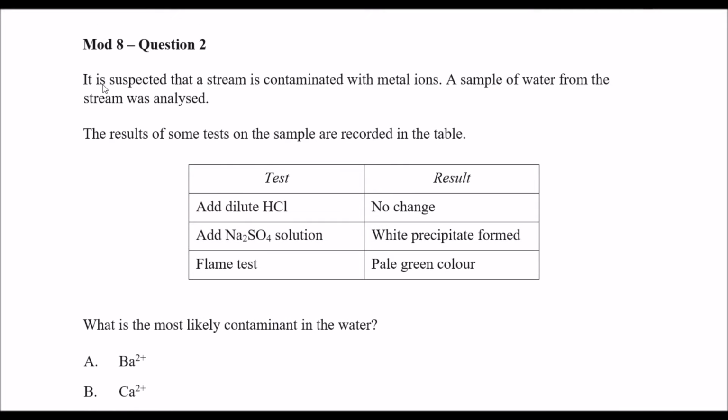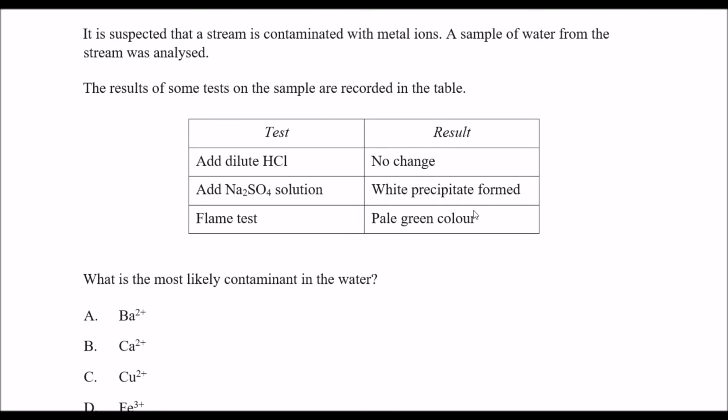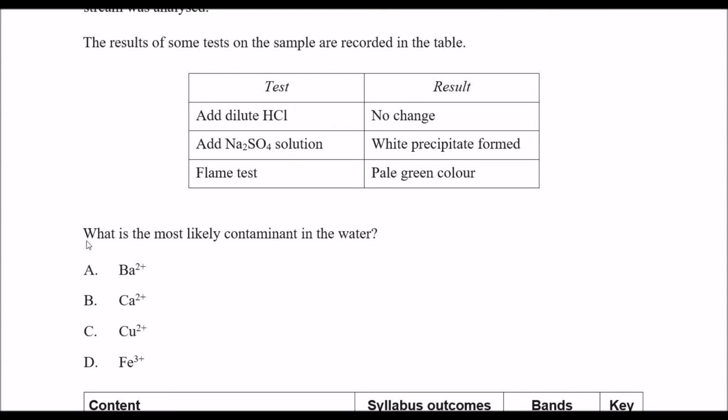Question 2 says it is suspected that a stream is contaminated with metal ions. A sample of water from the stream was analyzed. The results of some tests on the sample are recorded in the table. What is the most likely contaminant in the water? Is it barium, calcium, copper, or iron?